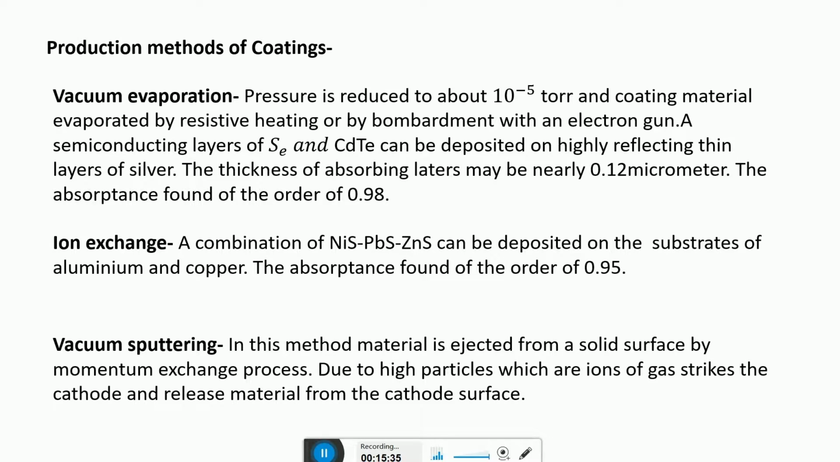Then the vacuum sputtering method. Sputtering is the process in which material is ejected from a solid surface by a momentum exchange process due to high energy particles, which are usually ions of an inert gas, and the most common method of realization is by forming an abnormal glow discharge in argon. The ions are produced, strike the cathode and release material from the cathode surface, usually in atomic form.